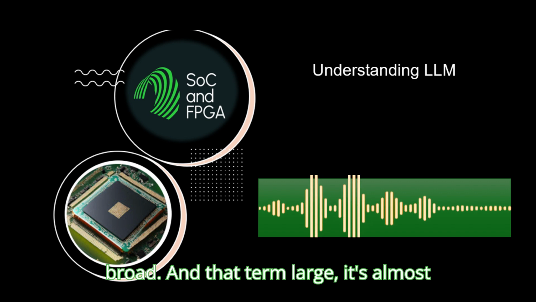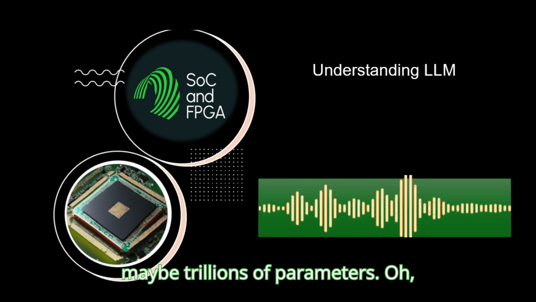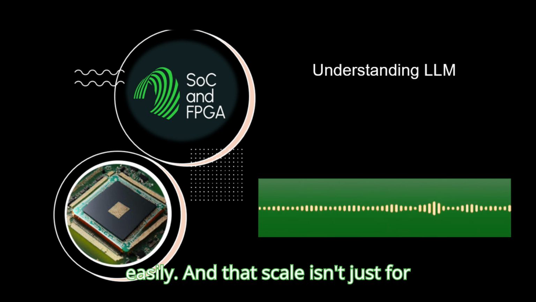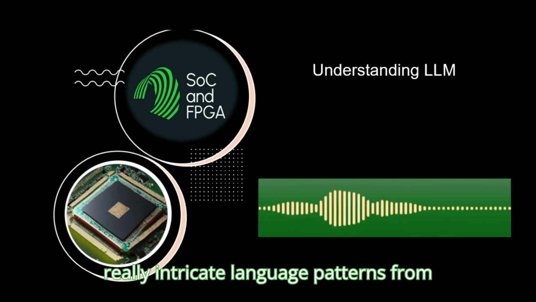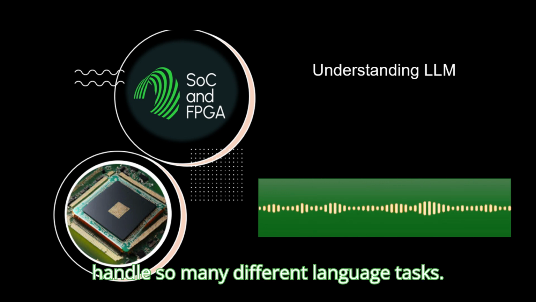And that term large, it's almost an understatement, isn't it? Billions, maybe trillions of parameters? Oh, easily. And that scale isn't just for show. It's why they can learn these really intricate language patterns from all that text data. Which lets them handle so many different language tasks.